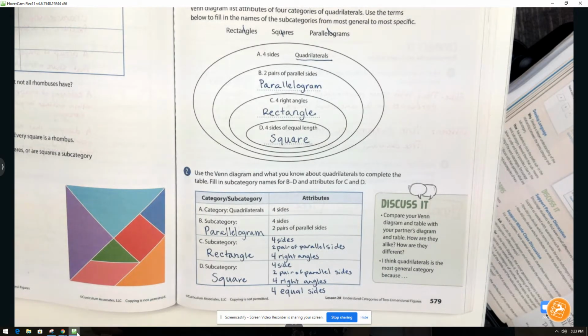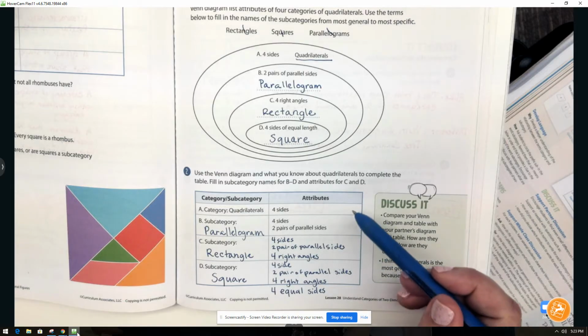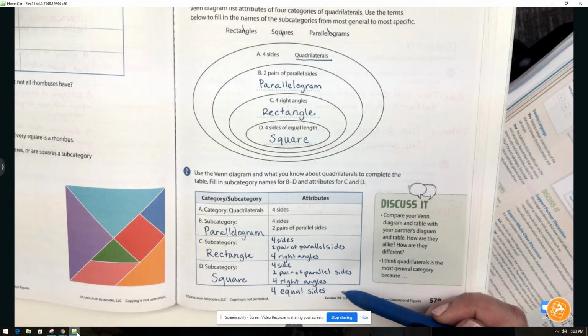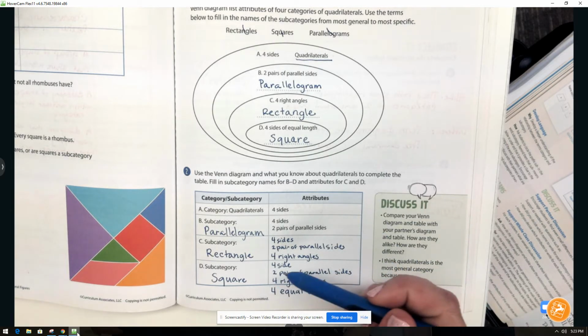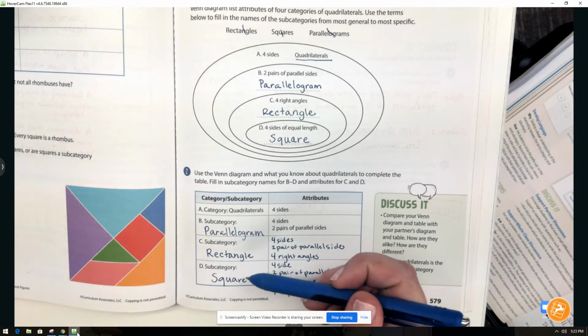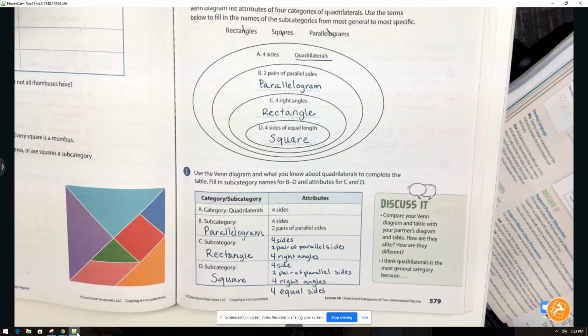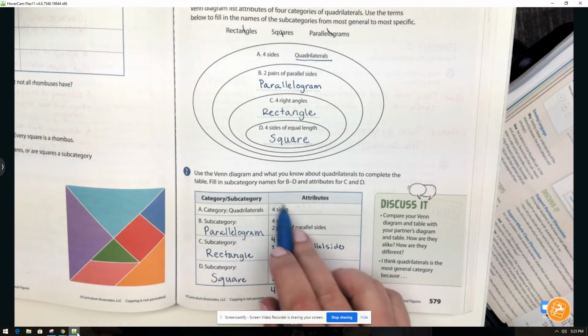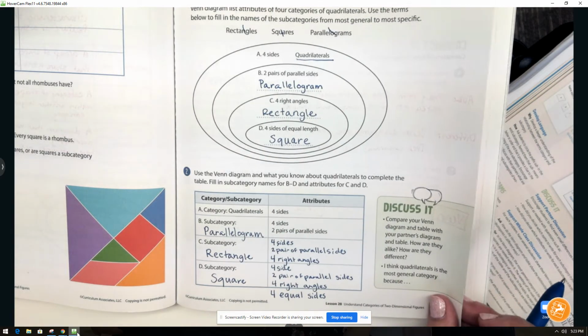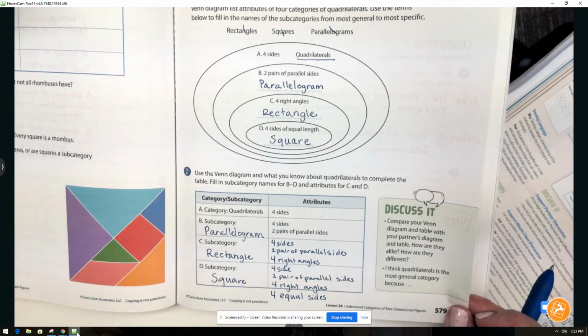So as you can see, as you get to be a more specific shape, you're going to have more attributes that make that shape that specific. Up at the top, it's very general. It is the most general type of shape. All right, once you've got that written down, you can go ahead and go to page 580.